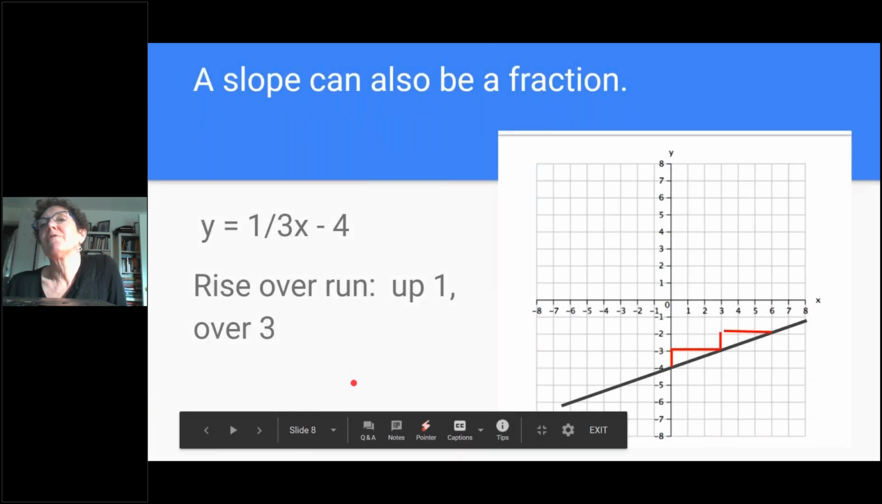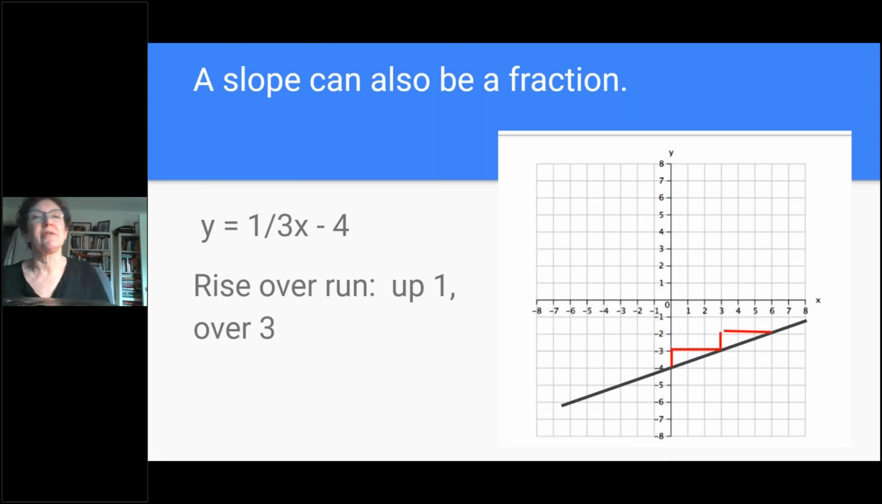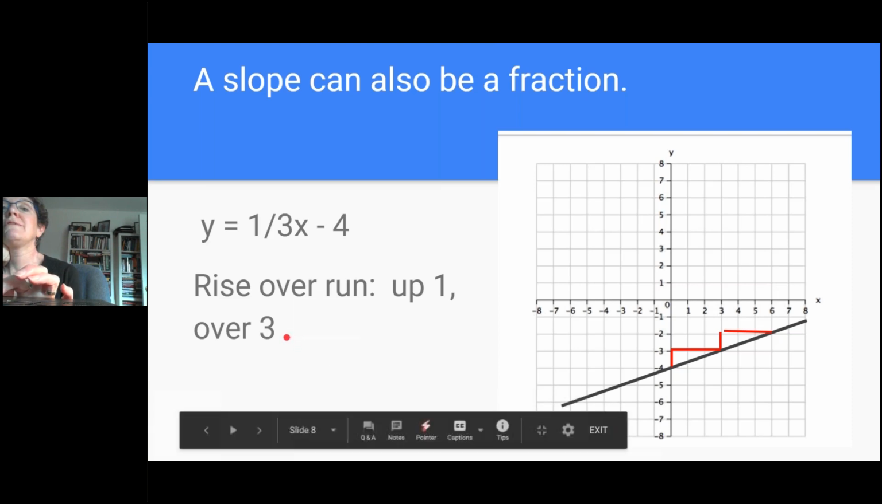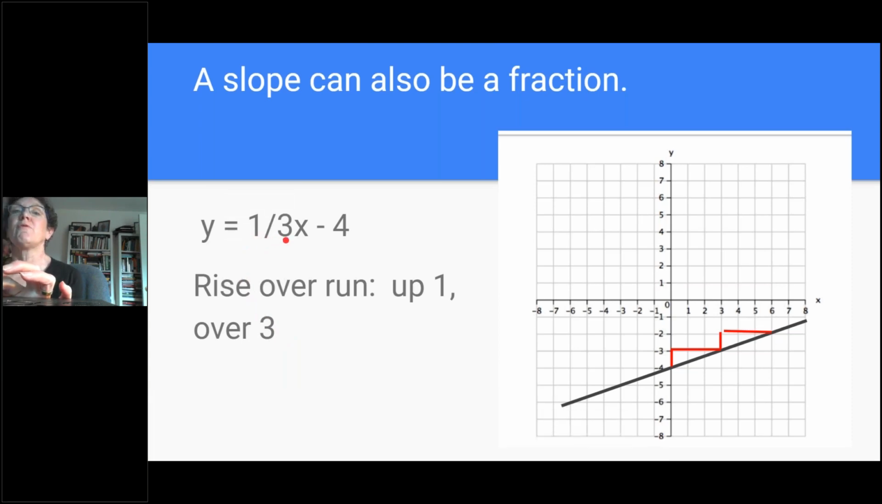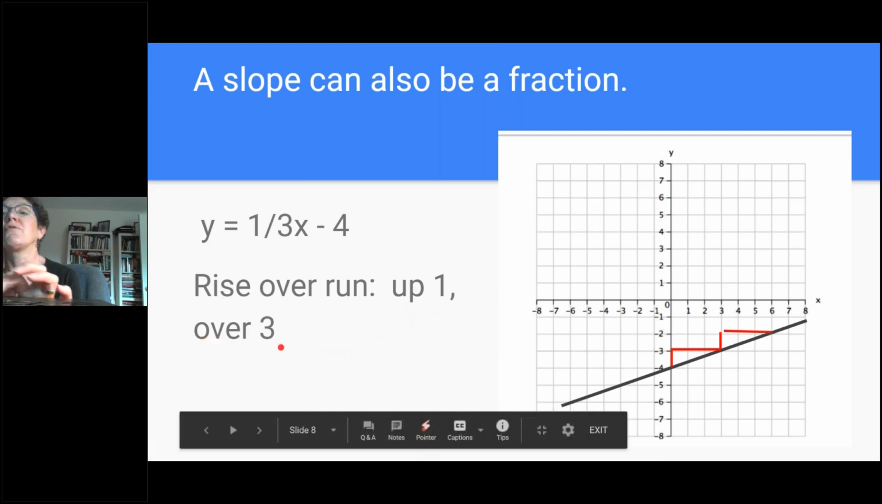A slope can also be a fraction, which is helpful. That way we don't have to remember to make our denominator 1. So in this case, here is where the m would be. We substituted 1/3 in for the m. And that means if we are going to use our thought of rise over run, we're going to go up 1 over 3. So let's see if we do.